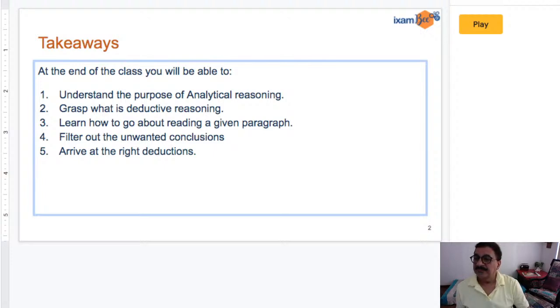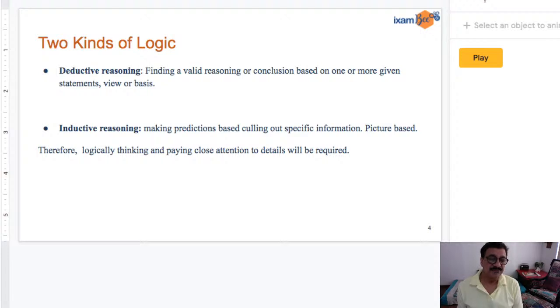So as I said in the beginning, we have two kinds of logic. You have the deductive and the inductive. So in deductive reasoning, what happens is you are trying to find a valid reasoning or a valid conclusion based on one or more given statements or views, or on the basis of what has been written up in the para that has been given to you. Please understand, this is important, a valid reasoning. What is being asked of me? Is this correct or not? Is it valid? And that should arise from the para itself, not from the external circumstances.